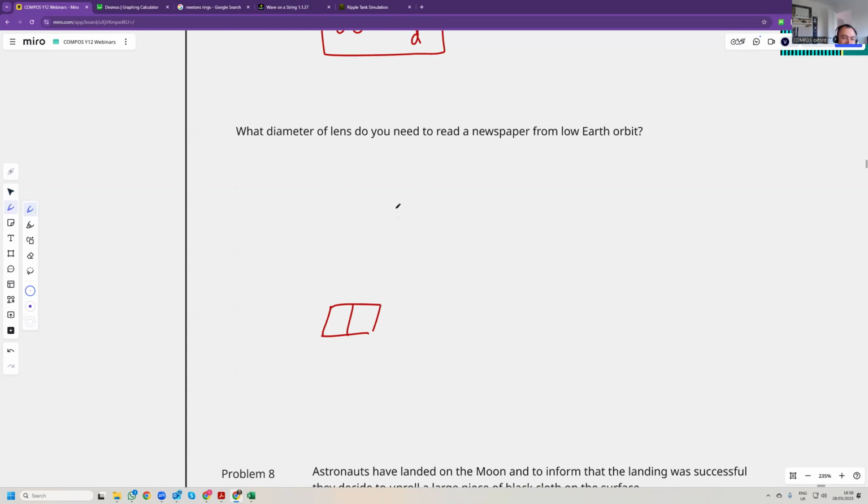You're in low Earth orbit. So low Earth orbit, I'd say probably 100 kilometers. That's the lowest you can go, because anywhere less than that, you would slow down very quickly because of the friction with the air. So you have some sort of satellite with a huge telescope, and maybe it's a spy satellite, and you want to read today's newspaper from orbit. So you want to know the diameter of your telescope.